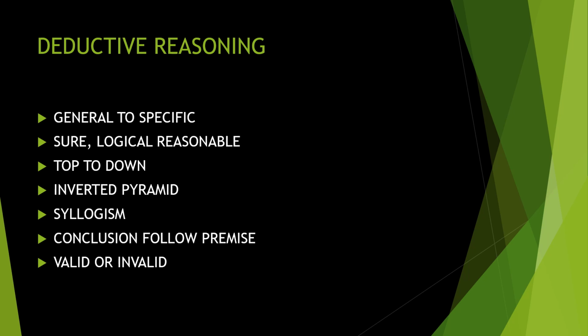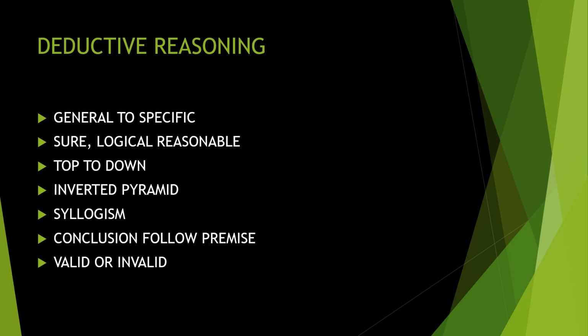Top to down is the method of deductive reasoning, and it's an inverted pyramid. Syllogism comes under deductive reasoning. We have seen the logical reasoning, making some circles, and some sentences are given and you want to find whether they are right or wrong. That is syllogism, and reasoning is needed there. So syllogism comes under deductive reasoning.